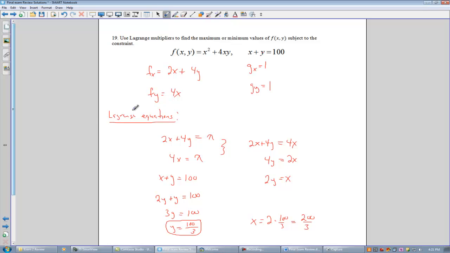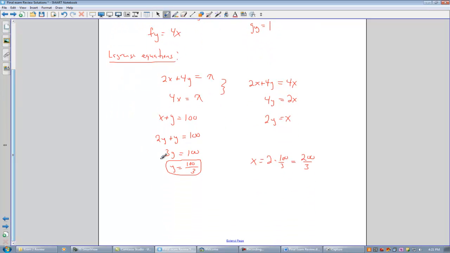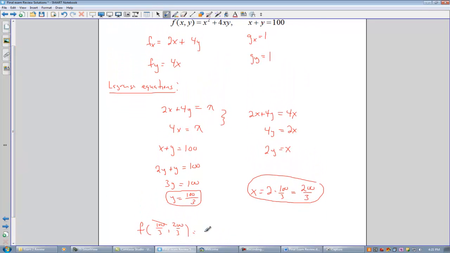And the question here is saying, find the maximum or minimum value subject to this constraint. And so what I found is the x and y that give me the maximum or minimum. So what I need to do now is find the value. So that's f of 100 over 3, comma, 200 over 3. And I plug this back into the original function. So up here I look at it, so this is equal to 100 over 3 quantity squared plus 4 times 100 over 3 times 200 over 3. Oops, I messed this up. I got these backwards. Let's erase that. I just realized I put the x in the wrong spot.